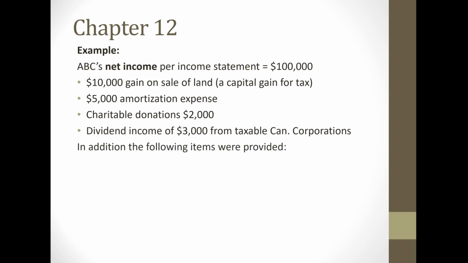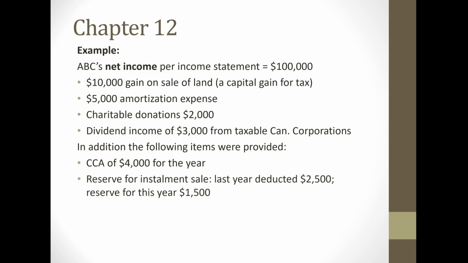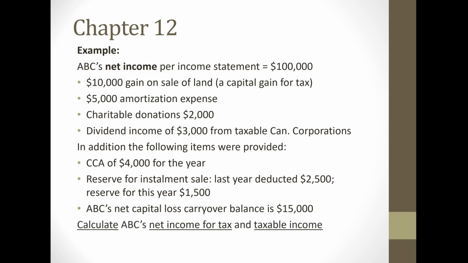We're also told that ABC has calculated their CCA, and it is $4,000 for the year. And they also took some reserves. Last year they deducted a reserve of $2,500, and this year they calculated the reserve, and the amount they can deduct is $1,500. The company also has net capital loss carryovers of $15,000. Now, we need to calculate the company's net income for tax purposes and also taxable income.